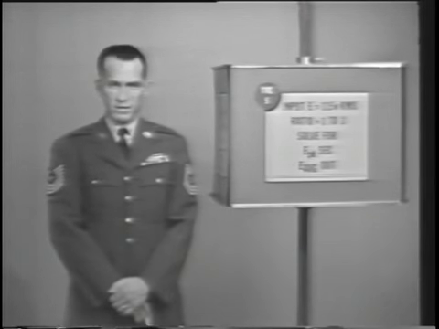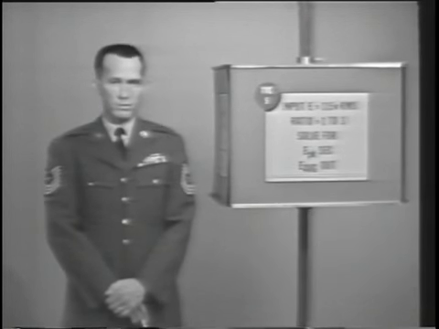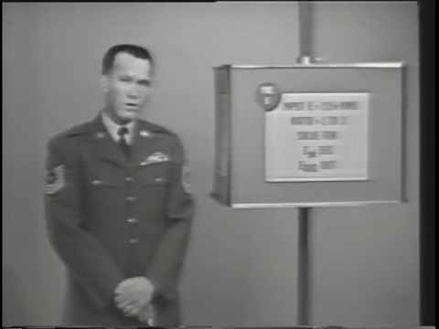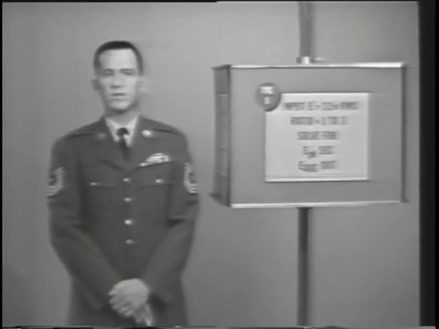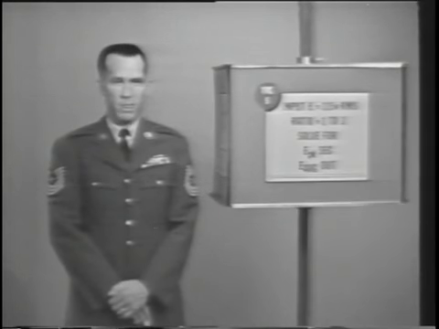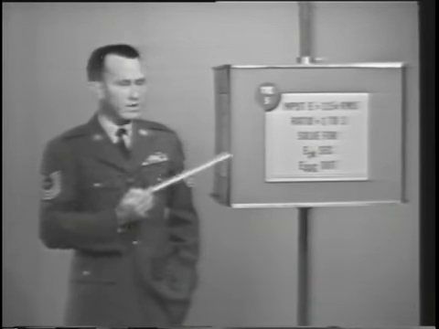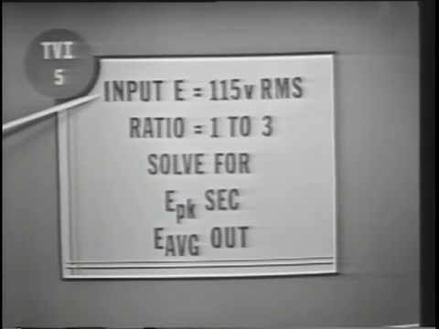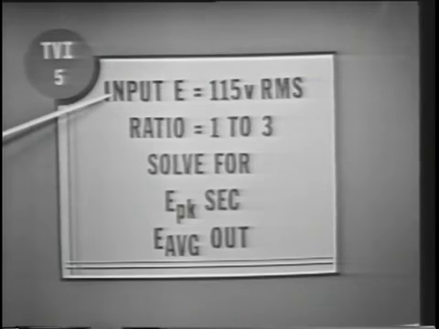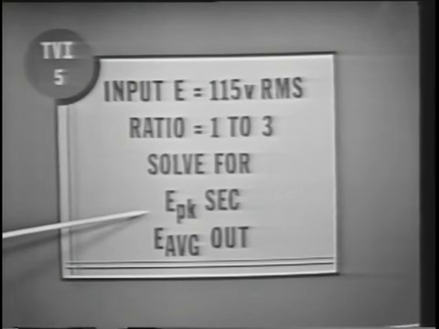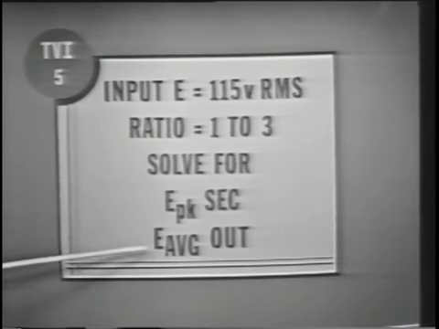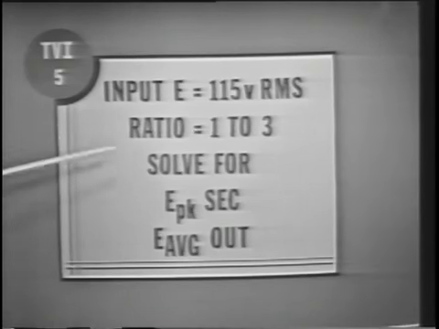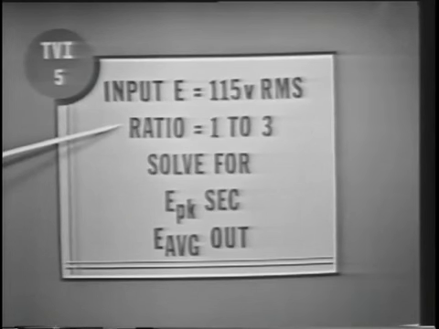Under item 5 in the TVI guide are several problems for you to work out. Now, I'll work the first one along with you, and then you can do the others after the lesson is over. Now, this first problem indicates only the input voltage, 115 volts RMS. Now, that's the effective value. We're asked to determine the peak secondary voltage and the average output voltage. Well, the first thing to do is determine the secondary voltage using this step-up ratio of 1-to-3.